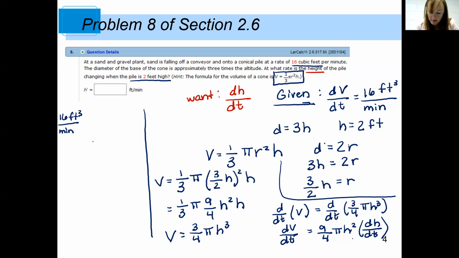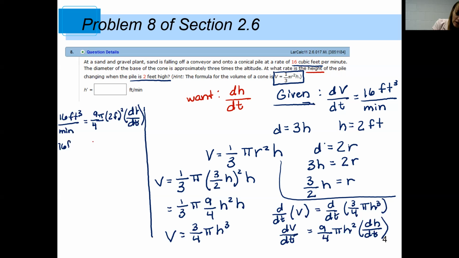And that's going to equal 9/4 pi. H is going to be, we're dealing with H being 2 feet. So we have 2 feet squared. And then we have that dh dt, which is what we want to isolate. That's what we want to find. Okay, so it's a little bit trickier in that what we want isn't on the left-hand side already isolated.